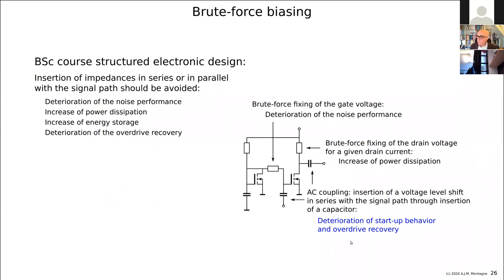And they usually deteriorate startup behavior, overdrive behavior, power dissipation, noise performance. It doesn't mean you cannot do it, but you have to be aware of the penalty that you pay. And if you cannot allow such a penalty, you need to have a better technique. That's the reason. So, of course, we say insertion of impedances should be avoided, but usually you cannot avoid it in all cases. And then we have to be aware of the errors and design it such that the errors are small enough.